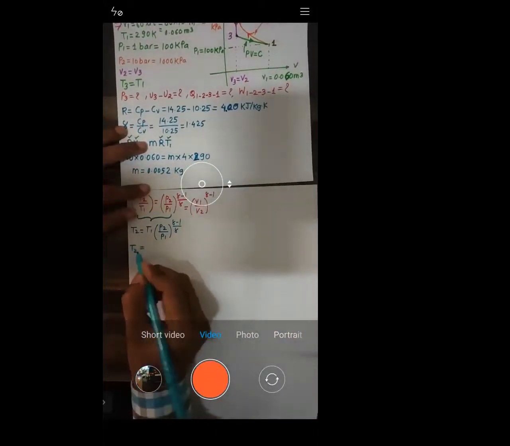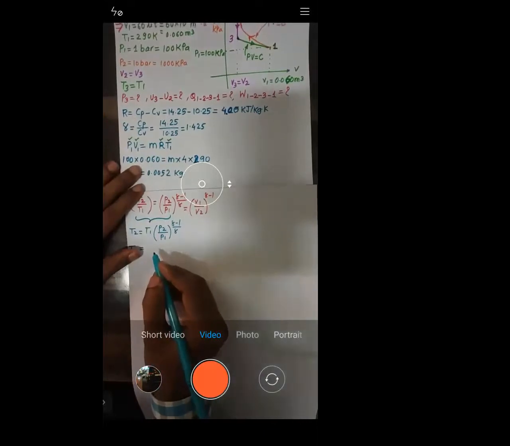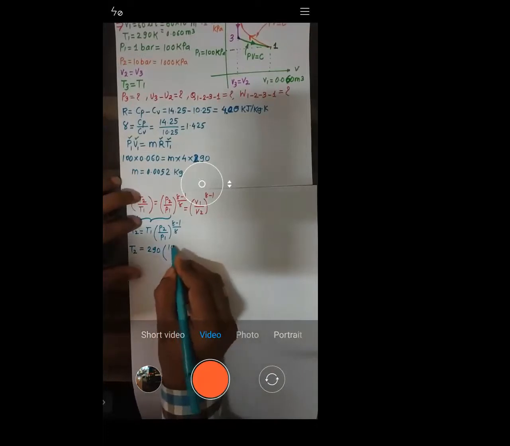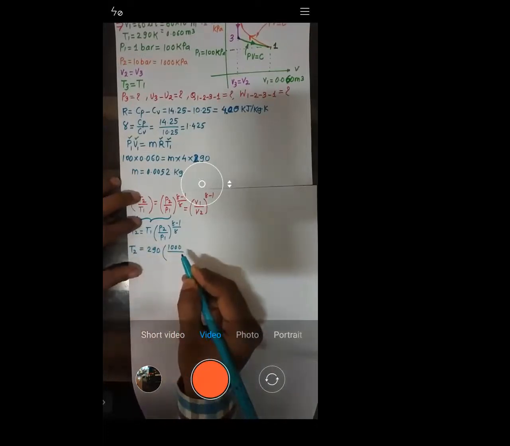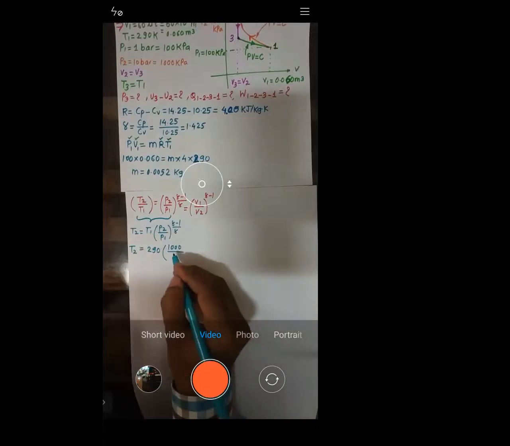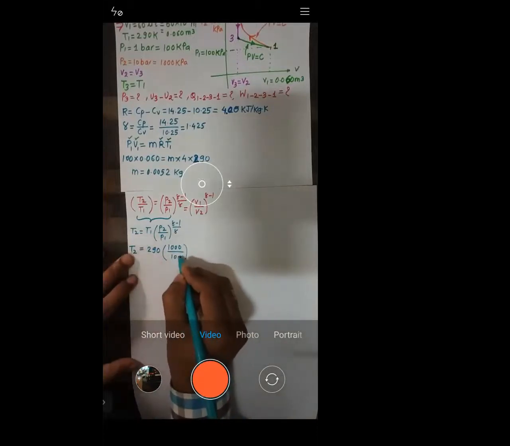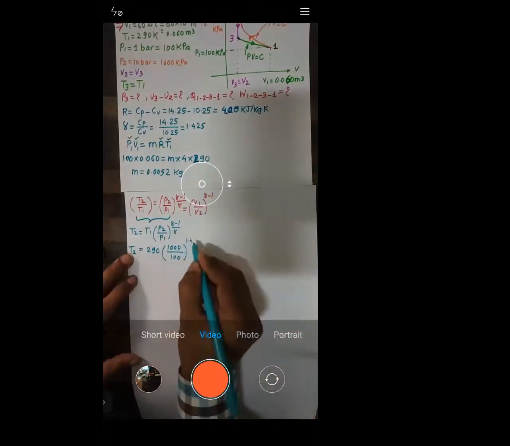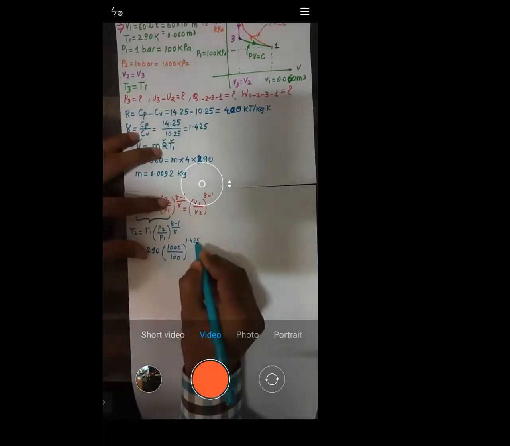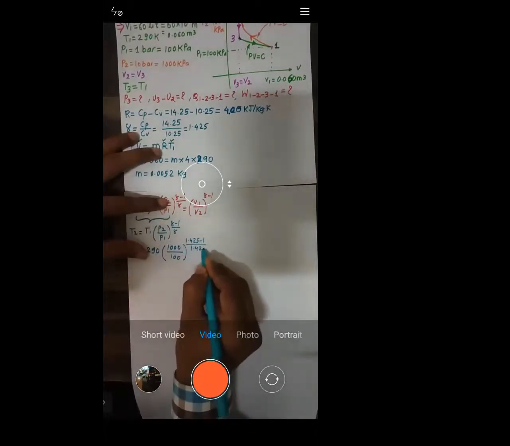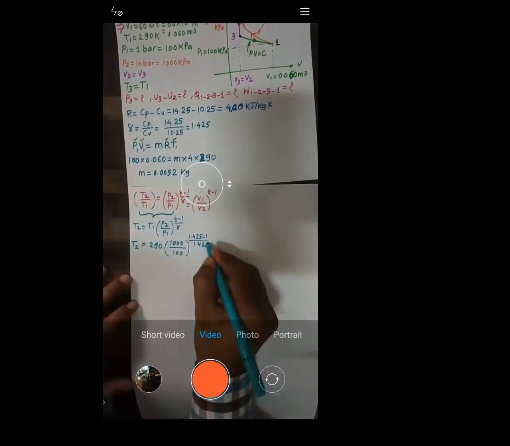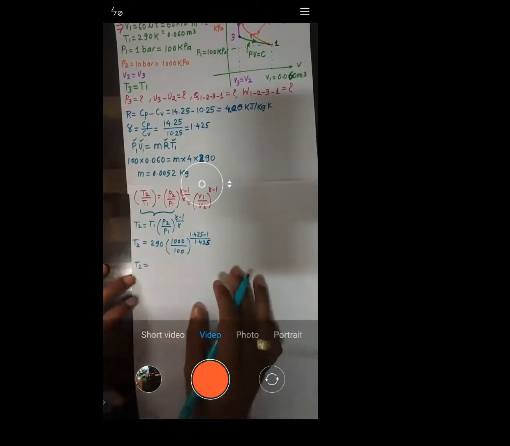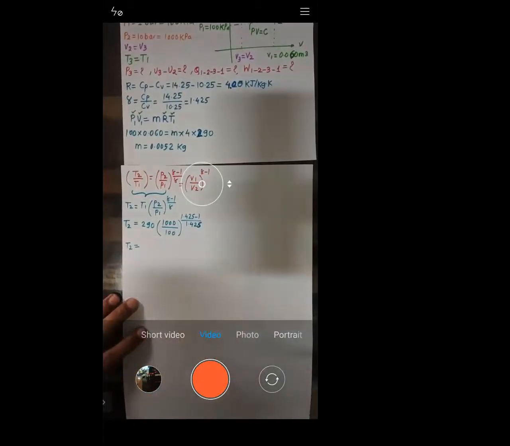So from this, we will calculate T2. T2 is given by T1, the value of T1 given in the problem, 290, multiplied by P2 by P1. P2 is 1000, P1 is 100, raised to power gamma minus 1 upon gamma. Just now we have calculated gamma, 1.425. So it is 1.425 minus 1 upon 1.425. Let's calculate the value of T2. Just do the calculation and let me know. Do this calculation fast.